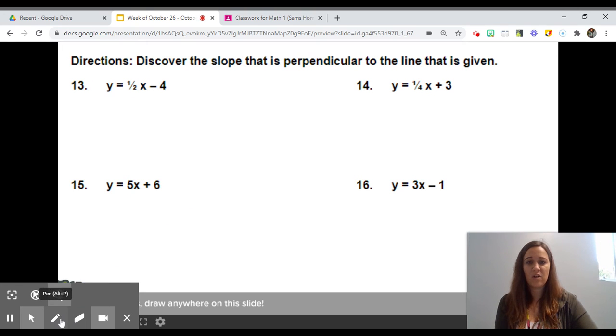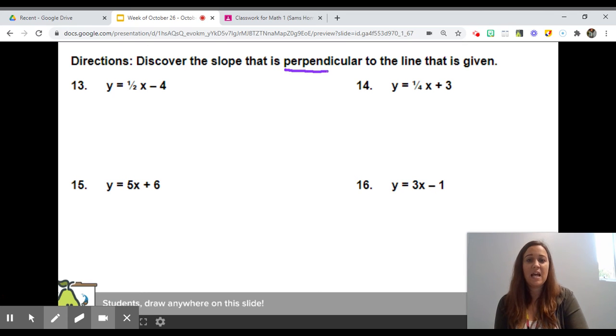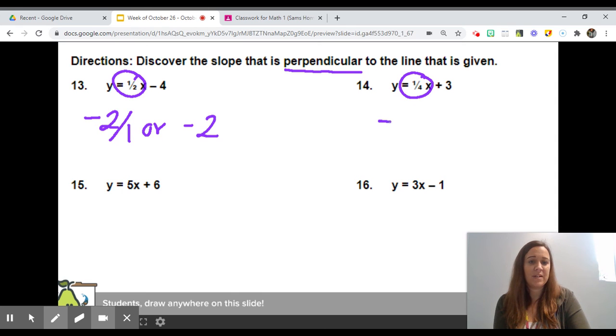Okay, so we have perpendicular slopes here. Let's remember that a perpendicular slope is the opposite and the reciprocal. It has to be both. So if we have the slope of 1/2 and it's positive, the opposite of that would be negative, and the reciprocal would be 2 over 1, or just negative 2. Okay, same with this one. We have the opposite, so it would be negative, and then the reciprocal, or the flipped fraction, would be 4. Here we have the opposite, which would be negative, and then the flipped fraction, which also means the reciprocal.